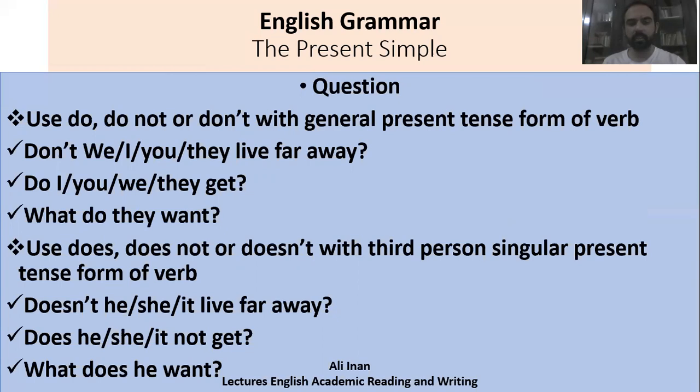We use does not or doesn't with the third person singular present tense form of the verb. Doesn't she live far away? Does he get, or does he not get? Or what does he want?